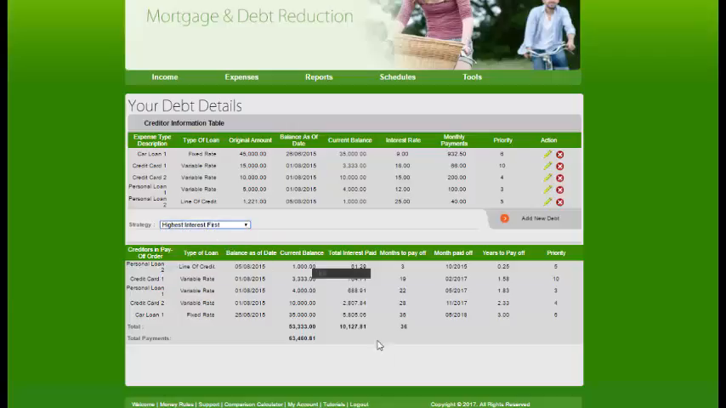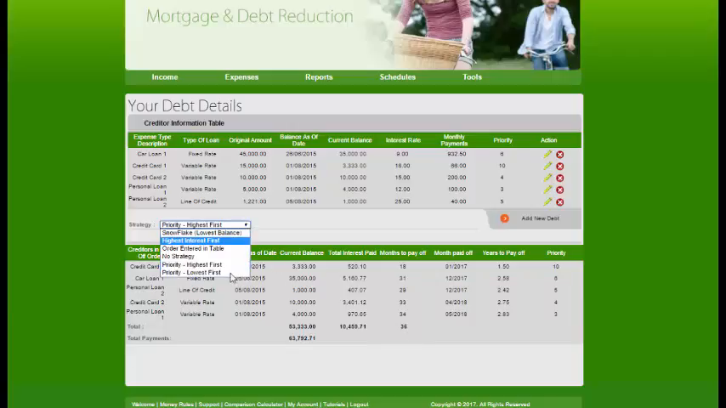What about highest interest first? And that's gone down, dropped by about $80 to $10,082, still 36 months. What about the order that it's been entered into the table? 10,930, so it's gone up, still 36 months. So we won't use that one. Let's look at the highest priority first, which was theirs over here. 10,459, it's gone back up again, still 36 months, so we won't use that.